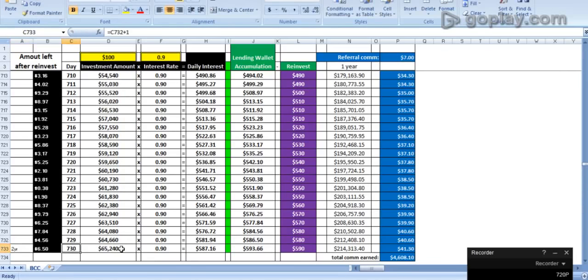After 2 years, your $100 has become $65,240, and you're getting payments every single day of $587.16. Now this is different than your job, obviously, but if you're working, you only get paid when you work.